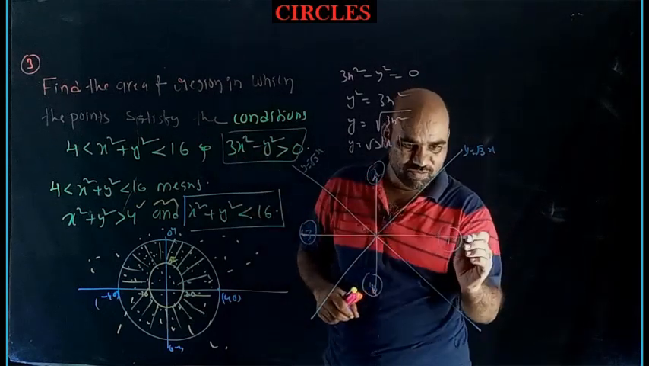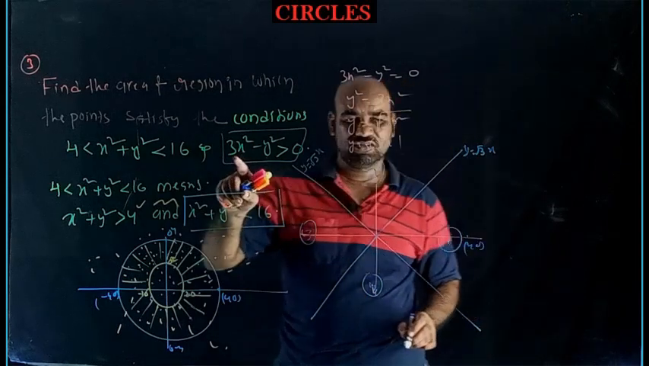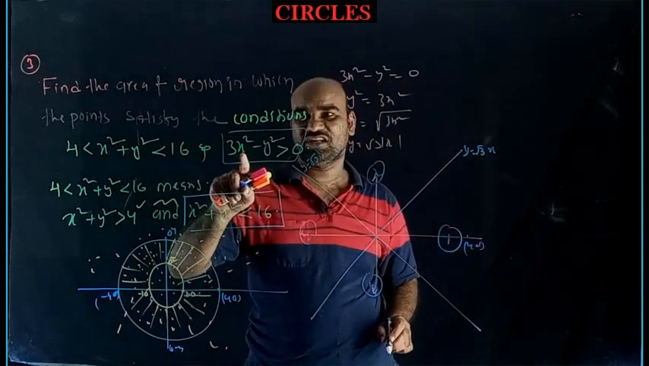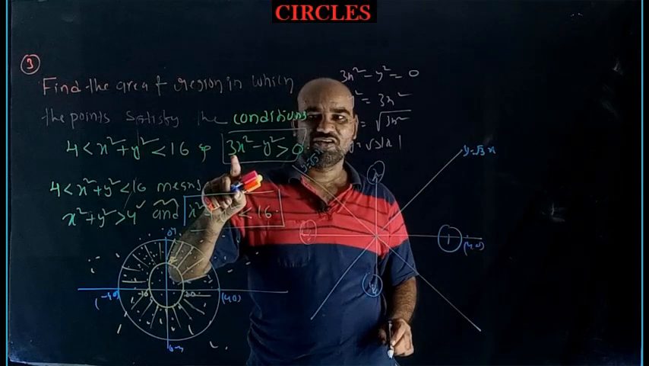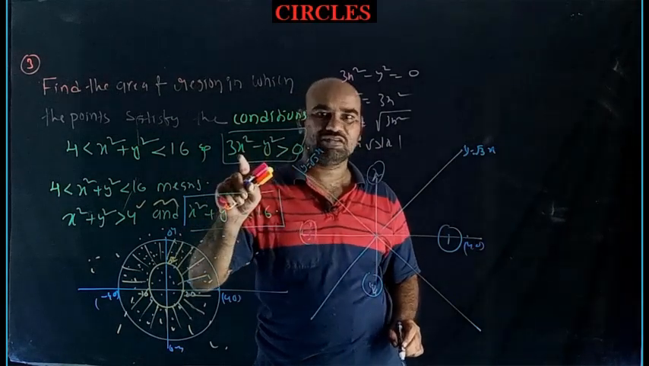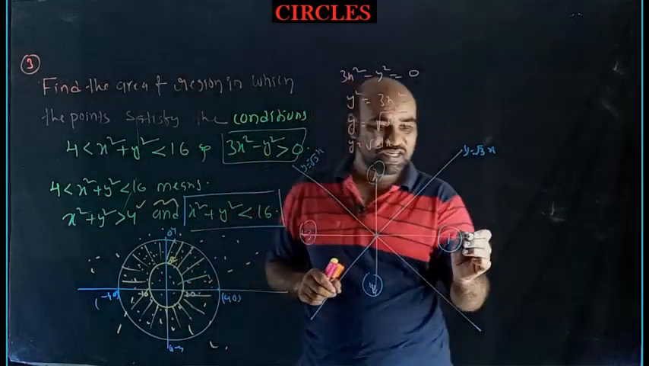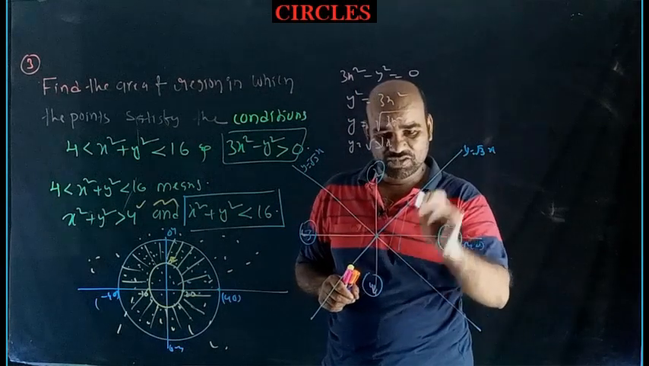Take any point, for example (4, 0), and substitute. 4 squared is 16, 16 threes are 48, 48 minus 0 greater than 0, true. So this point is satisfied, which means this total area will satisfy.